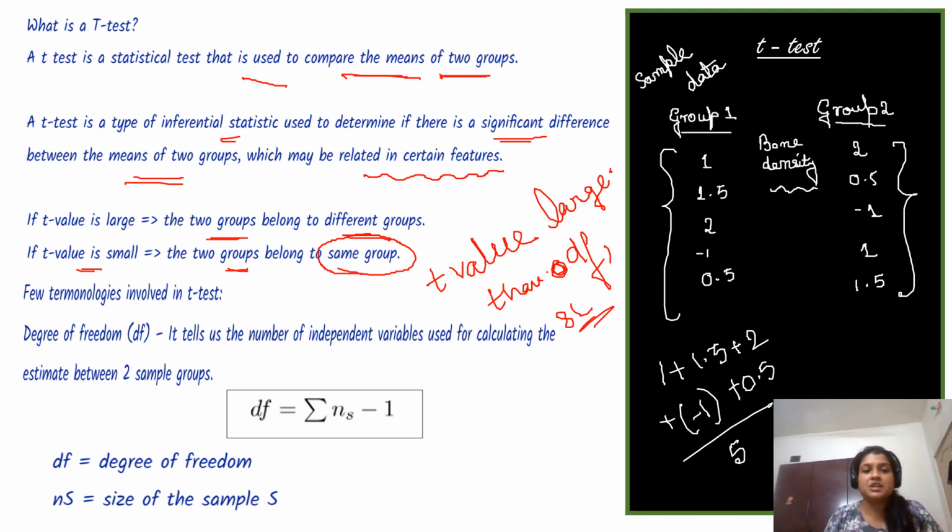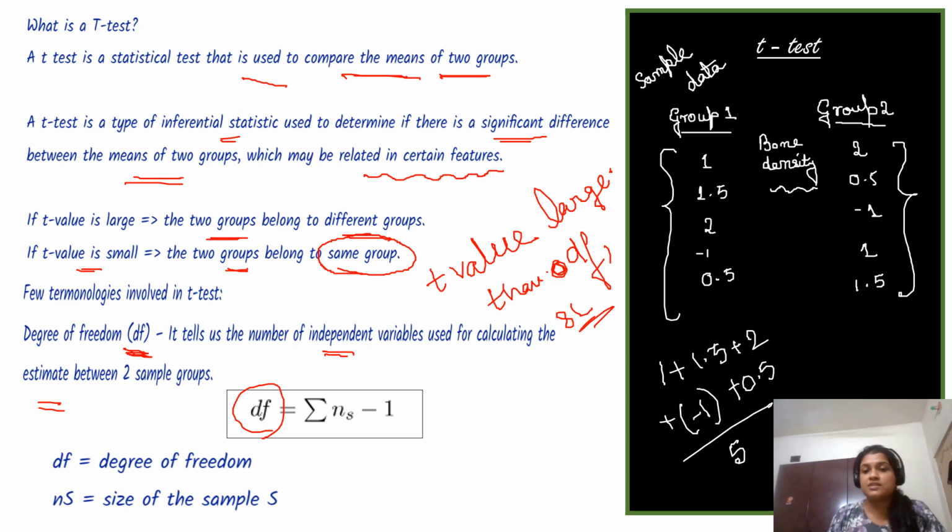Now, few of the terminologies. What is one terminology? That is degrees of freedom. It tells us the number of independent variables used for calculating the estimate between two sample groups. So what is the formula of degrees of freedom? It is sigma ns minus 1.